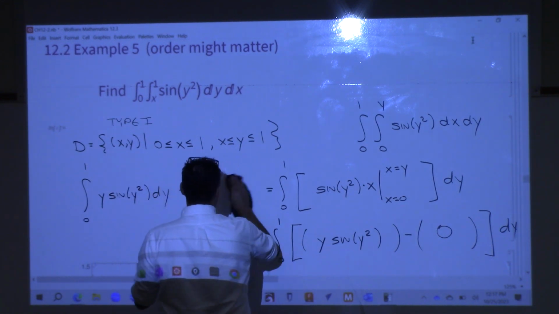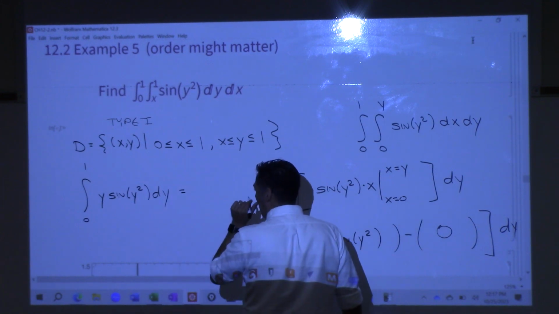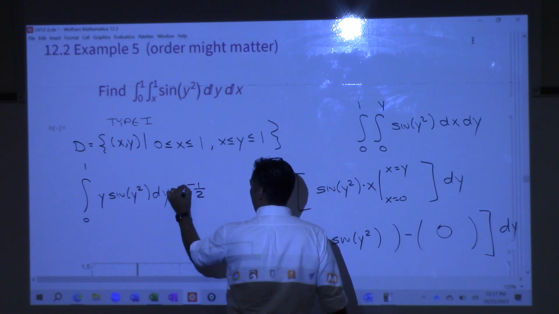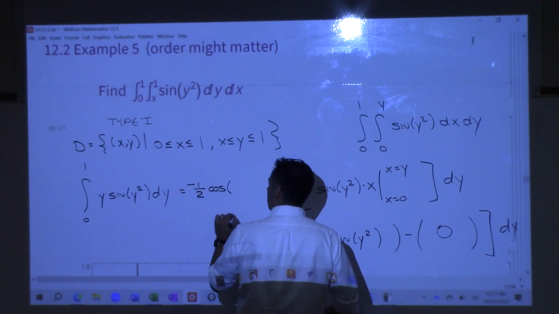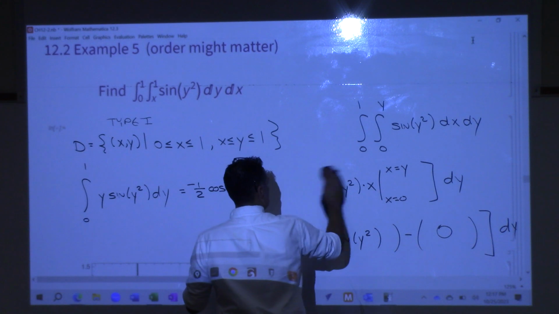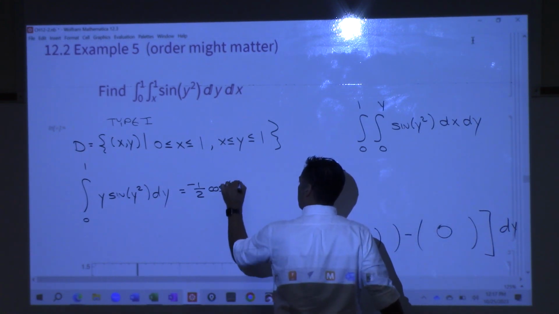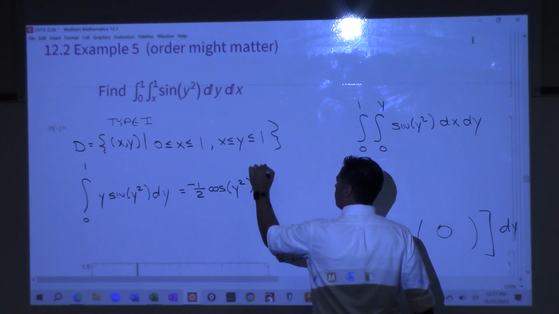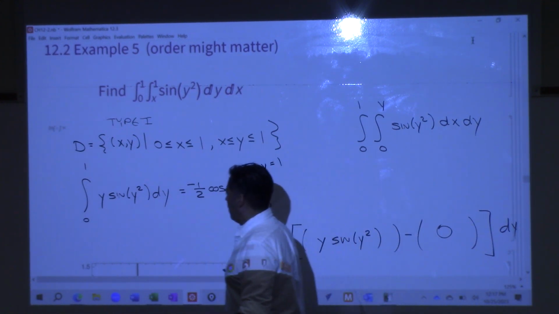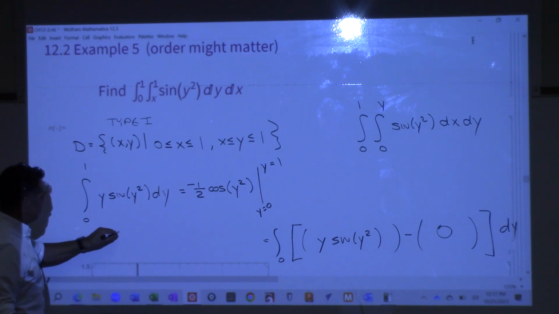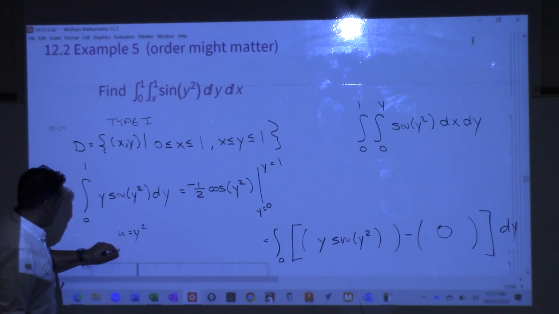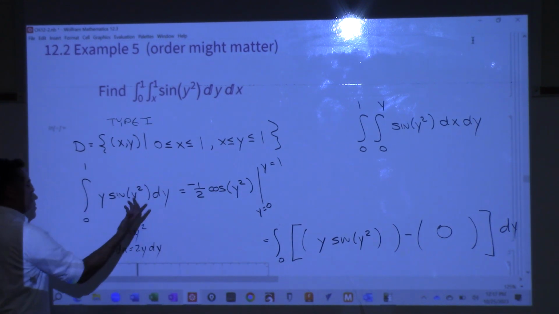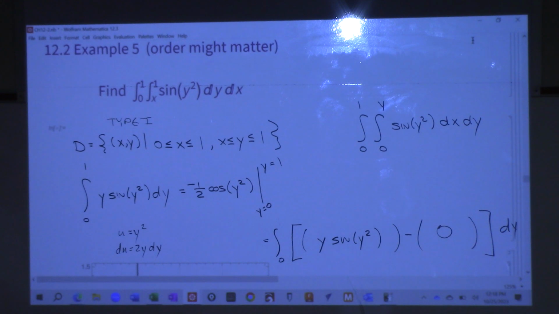The antiderivative of that, without showing the work, can I not show the work? Negative 1/2 cosine of y squared is the antiderivative, evaluated from y equals 0 to y equals 1. Because I can just make a basic u sub: u is y squared, I'm off by the constant, du is 2y dy. I have a y dy, so just scale it by 1/2.